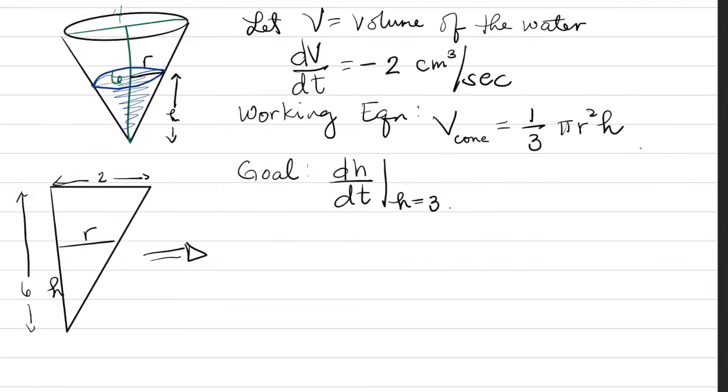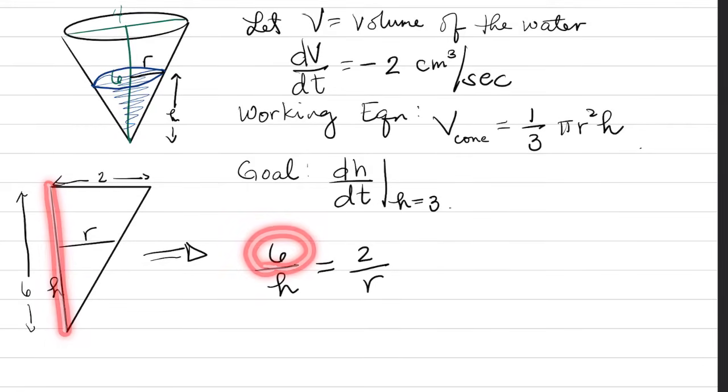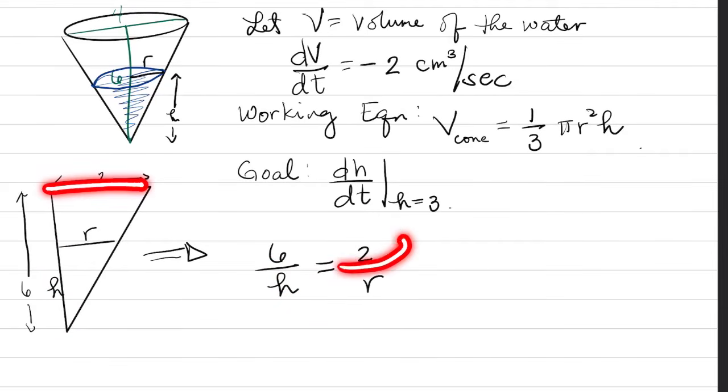Ibig sabihin nun, 6 over h is equal to 2 over r. Paano ulit natin ito nakuha? This 6, so that is 6, ito yun, over h, ito, equal to 2 over r. Okay?